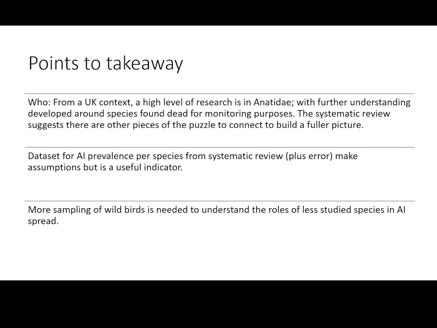Dataset for AI prevalence per species from systematic review, plus errors, make assumptions, but is a useful indicator. So, you know, these are broad strokes. There is a lot of nuance to what defines a prevalence rate. This is very much taken on a population level, but it's a good indicator of AI spread among species, especially for those species that have been sampled more than a few times. But we do need more sampling of wild birds to understand the roles of less sampled species and their spread.